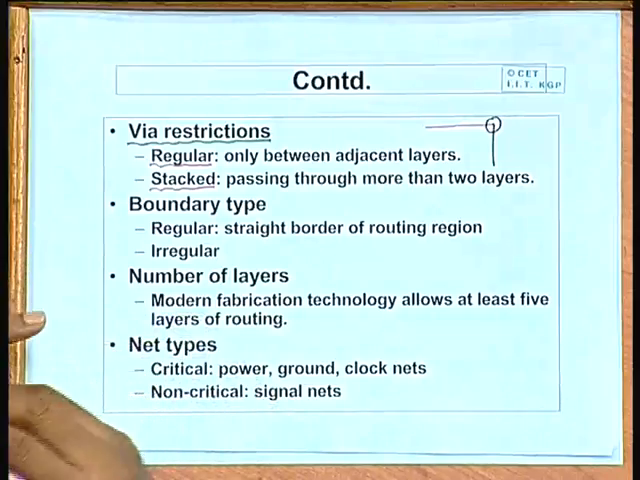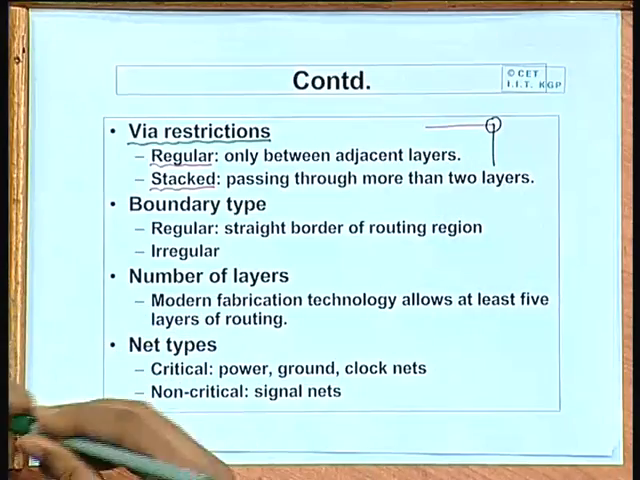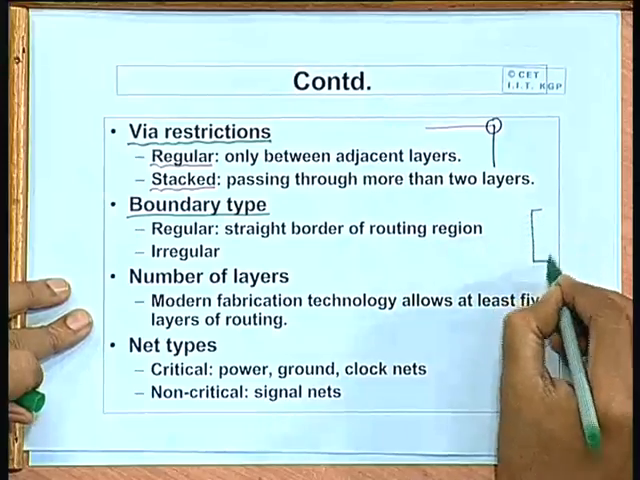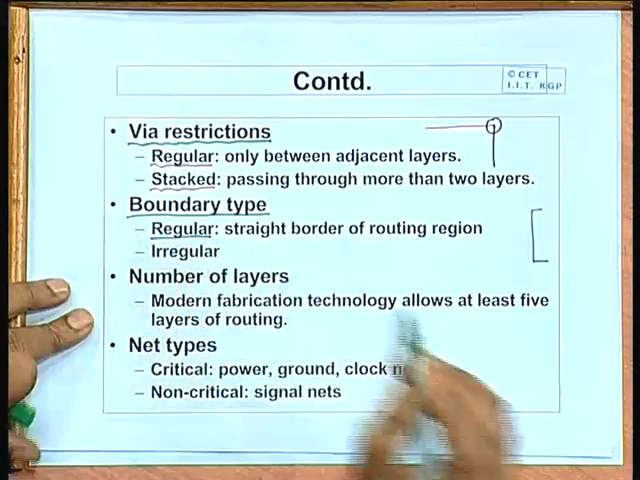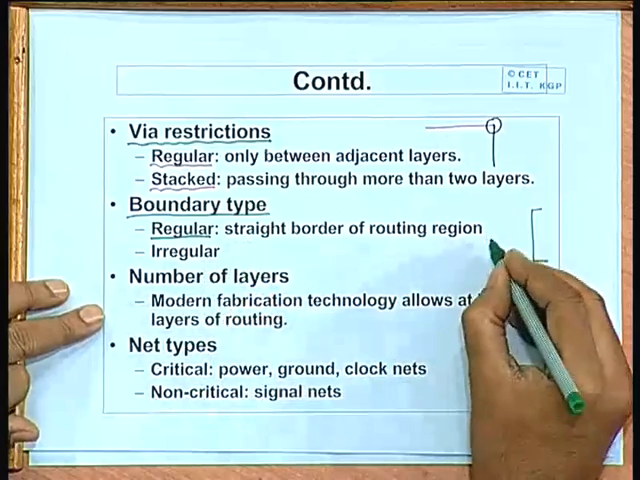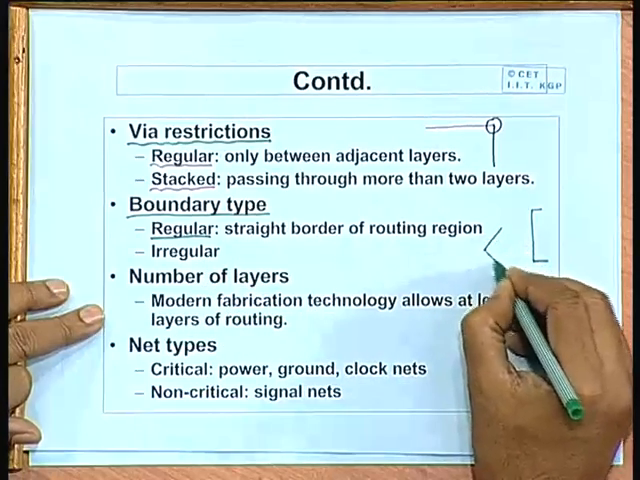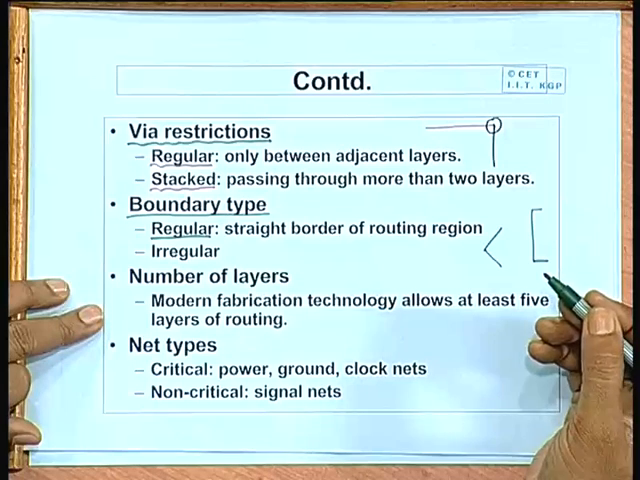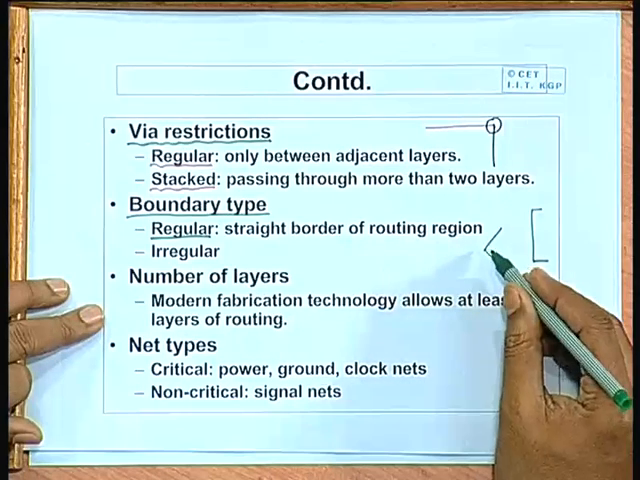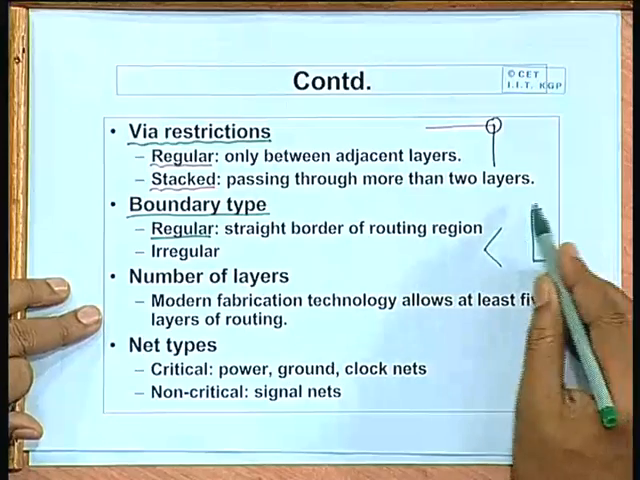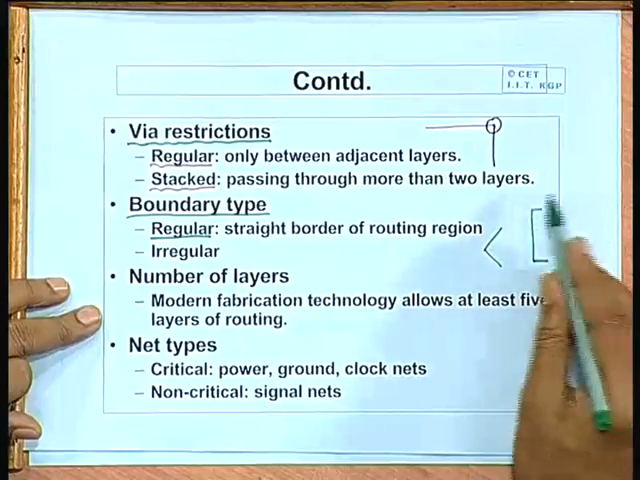Well, there is another issue regarding the boundary type. Boundary type is the boundaries of the blocks. Typically we have regular boundary types where the borders are all straight lines, but in general it can be lines oriented at arbitrary angles. There are some CAD tools which allow boundaries at arbitrary angles other than 90 degrees, vertical and horizontal.